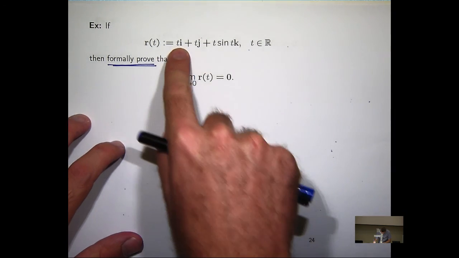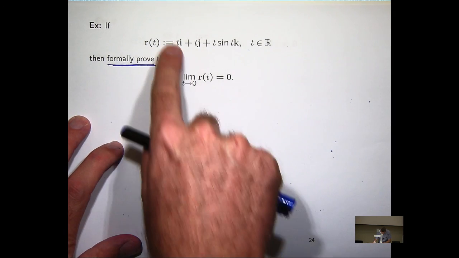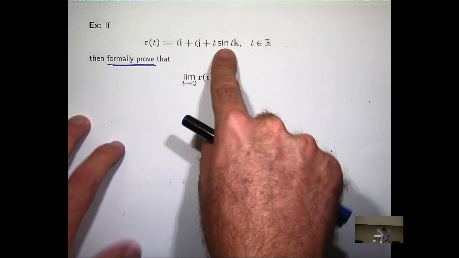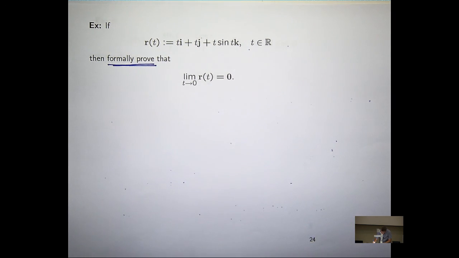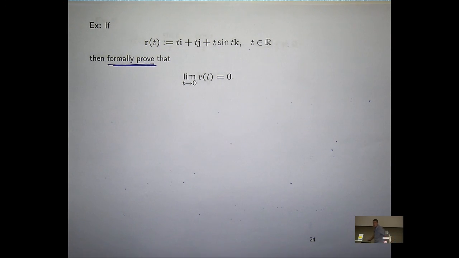Do we suspect it's true? The limit of t as t goes to 0, that's 0. And t times sine t as t goes to 0, that's going to be 0. So our common sense tells us that, yes, the limit must be the 0 vector. But let's formally prove it, okay?